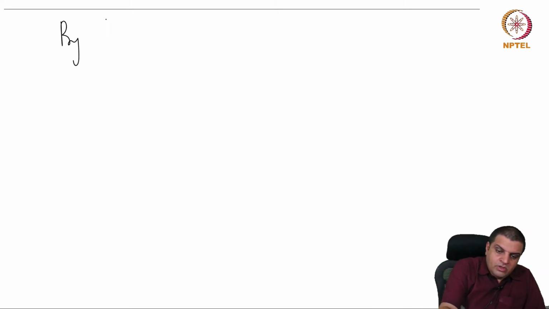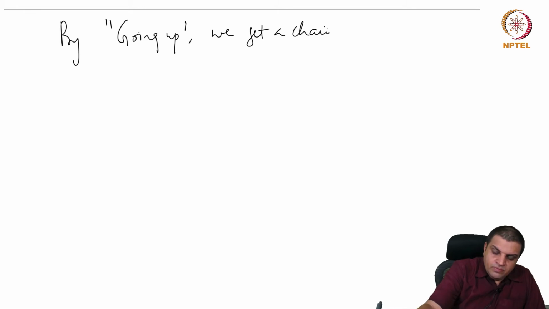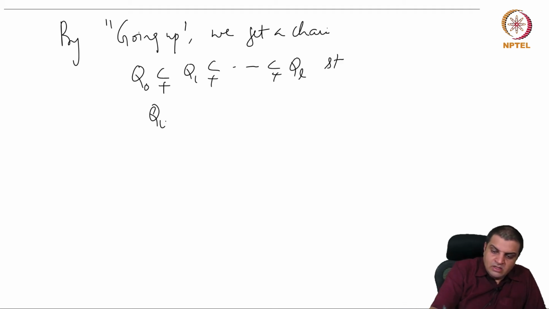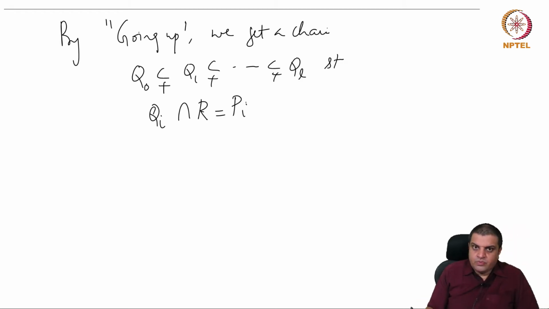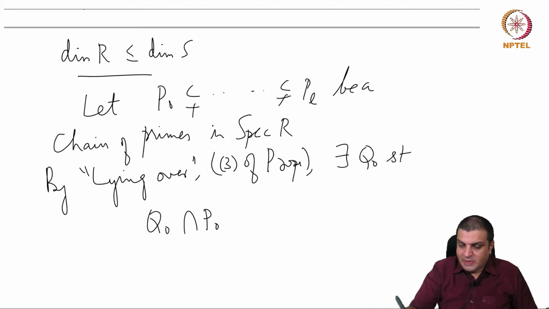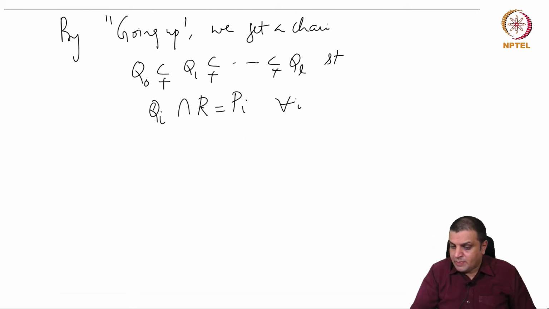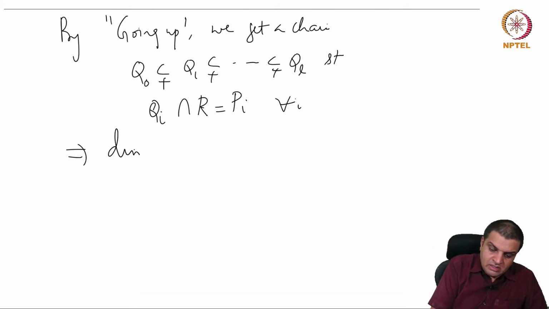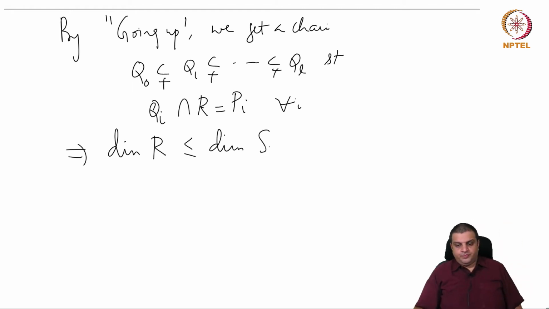By going up, we get a chain Q0 inside Q1, up to QL, such that Qi contracts to R to give Pi, for all i. So now this is the same argument. Given any chain inside Spec R, there is a chain of at least that length in Spec S. So this now implies that dimension of R is less than or equal to dimension of S. So therefore this is equal.